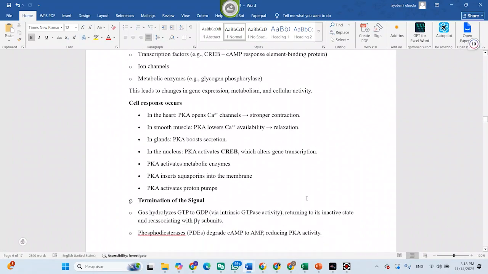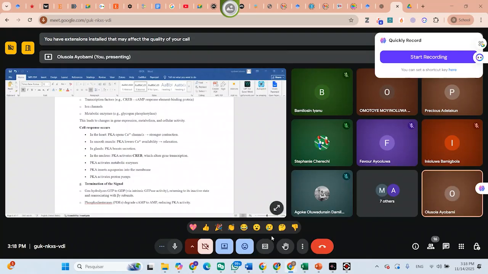Now, let me summarize that again. For the G-alpha S, once the receptor is activated, the G-alpha S exchanges GDP for GTP. Now, this G-alpha S GTP complex then dissociates and goes to activate adenylate cyclase. And this adenylate cyclase, like we said, converts ATP into cAMP.